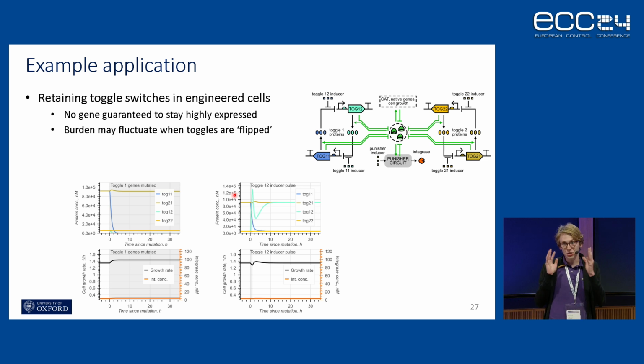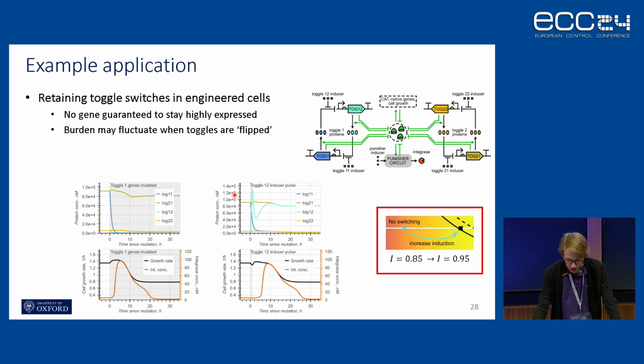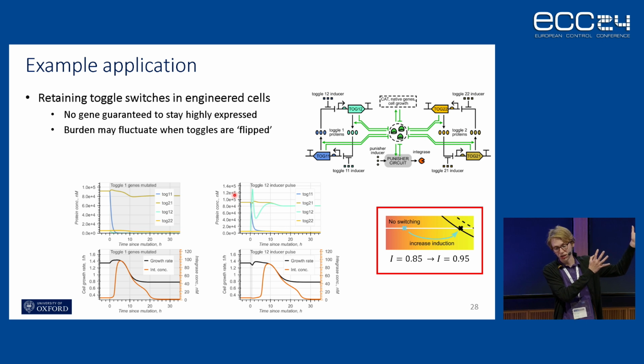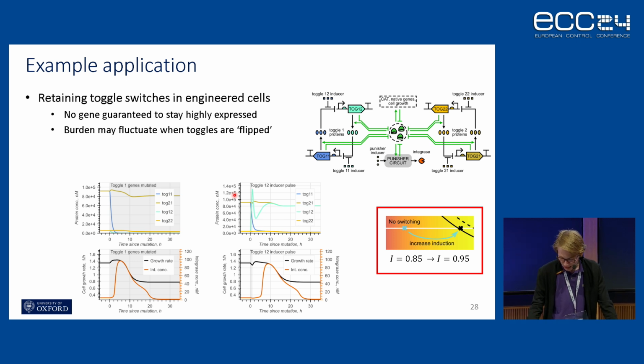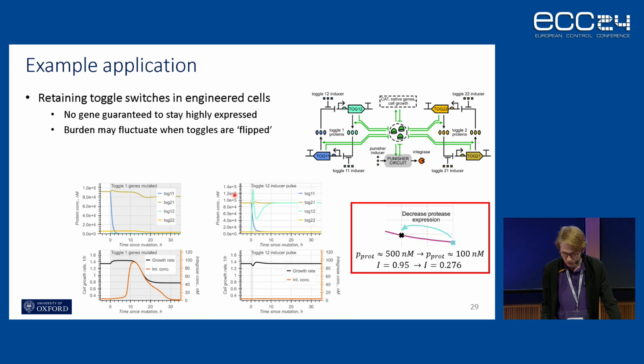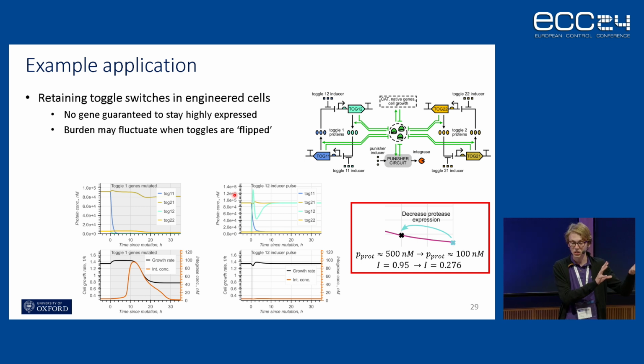However, when we add the punisher to the cell, we can see that it also doesn't work when we mutate both of the toggle's genes. But this just means that we need to readjust the chemical inducer concentration, and voilà, now it does switch when the genes are mutated, but it also reacts to temporary decreases in burden when the toggle is flipped, as I discussed. But to this end, we just need to readjust the protease expression again, and now we have correct behavior for mutations and for temporary fluctuations.